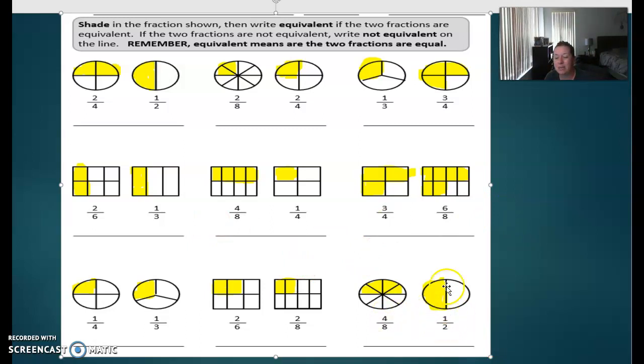And then 4/8 and 1/2. Looking at the model, I can tell it's equal or equivalent, and I can do the math. What can I times 2 by to get 8? 2 times 4 equals 8. So 1 times 4, 4/8. So that is equivalent. Good job.